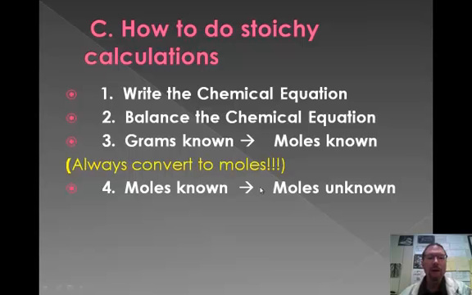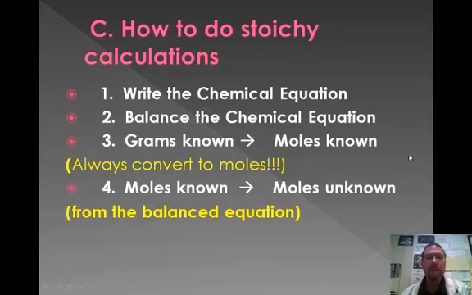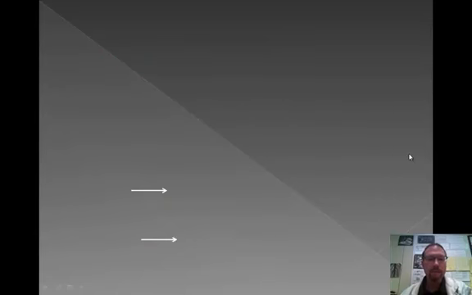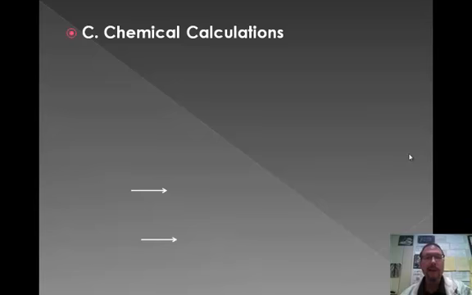You're going to use the ratio from your balanced equation. You're going to look at the coefficient of what you start with and what you end up with to find that. And then you're going to go from the moles of what you're looking for back into the grams of what you're looking for, again using the formula mass of your unknown substance. Okay, that's a blank slide.